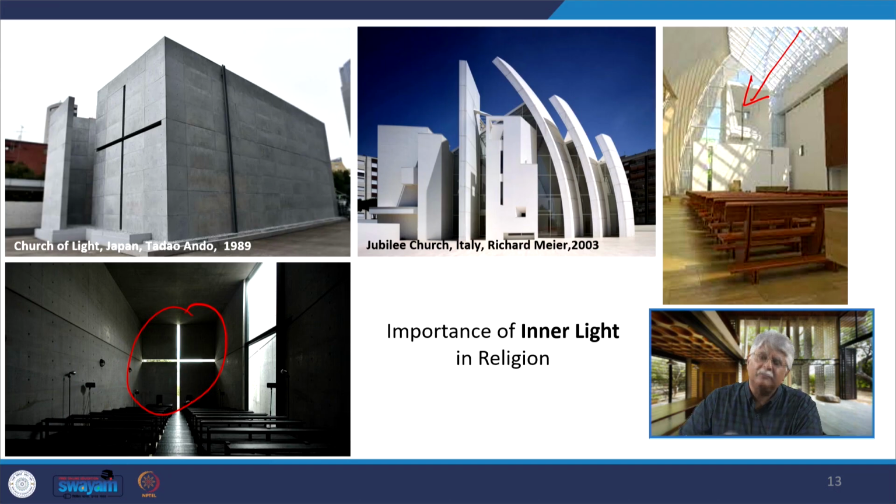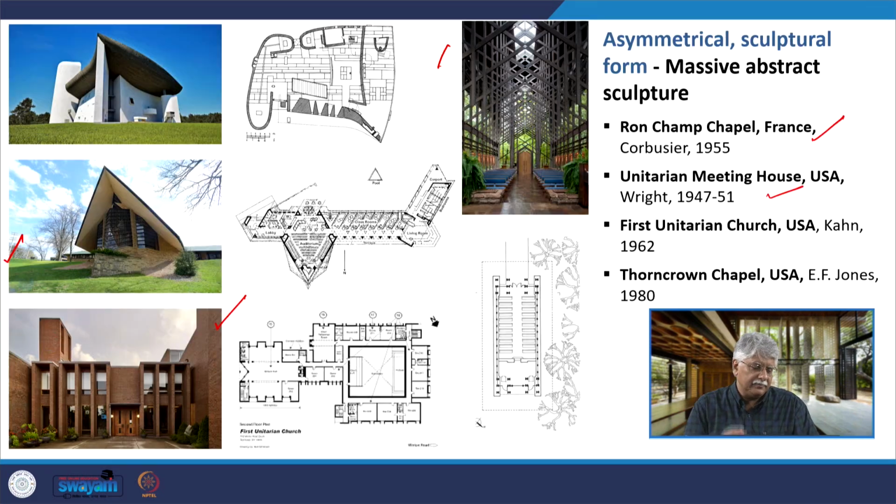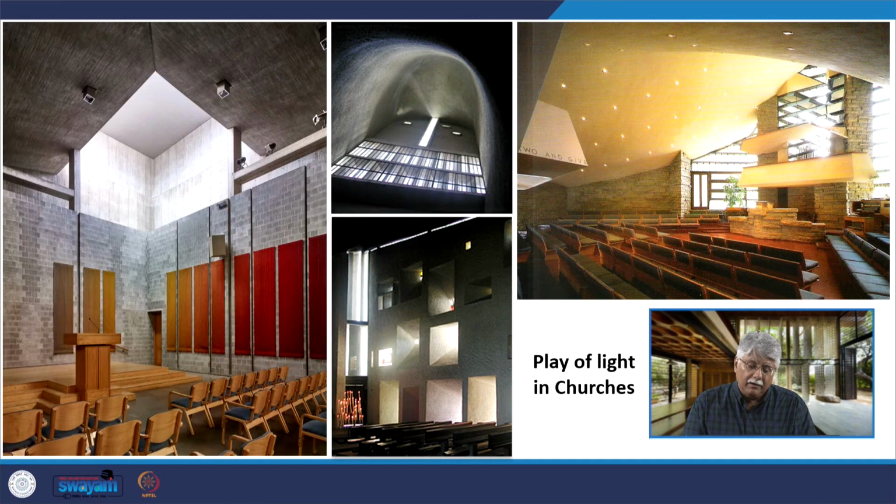This importance of inner light in religion is very important, and this points spiritually to the seeking of the inner light. That is why in all these church buildings, the ones I showed you earlier, though except for this one we don't see the interior of the others, they also have this amazing play of light, and also in the Ronchamp Chapel. Here we find the play of light in these three churches. This is by Louis Kahn, this is the Unitarian Church by Wright, and this is the Ronchamp Chapel. The play of light is very important within the church building.